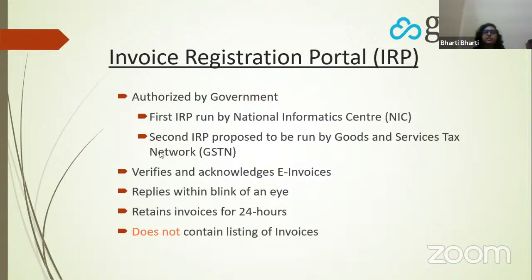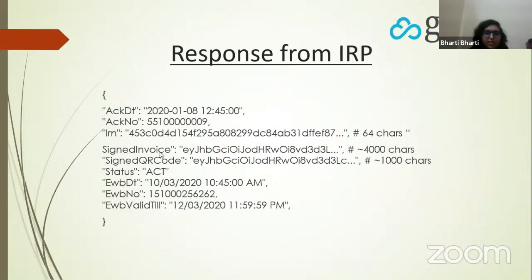Now, IRP does not hold the invoice information for more than 24 hours. And it also does not give you a list of the e-invoices you have generated. So it will only hold the information for 24 hours, within which you can cancel the e-invoice if you have made some mistake. As I mentioned, you receive a response when you generate an e-invoice.